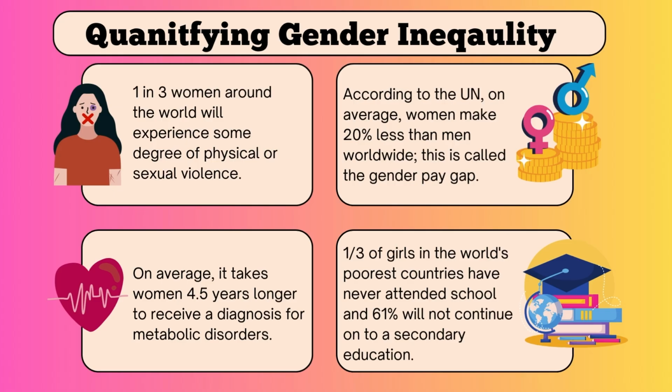Gender inequality can be observed in many ways, including the fact that 1 in 3 women around the world will experience some degree of physical or sexual violence. According to the UN, on average, women make 20% less than men worldwide. This is called the gender pay gap. On average, it takes women 4.5 years longer to receive a diagnosis for metabolic disorders. One third of girls in the world's poorest countries have never attended school, and 61% will not continue on to a secondary education.